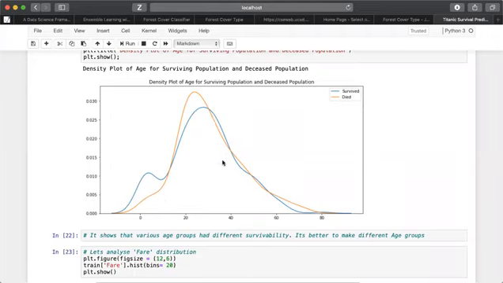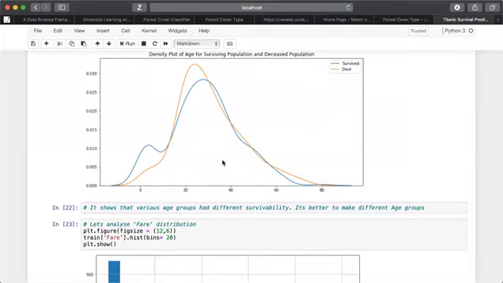So the first insight that comes out is that we can divide this continuous age data into bins or packets, so that each packet helps us in the prediction on the test data.